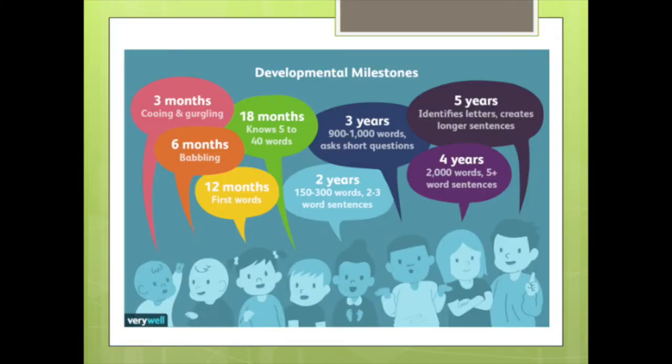Developmental milestones: 3 months, pointing and cooing; 6 months, babbling; 12 months, first words; 18 months, knows 5 to 40 words; 2 years, 150 to 300 words, 2 or 3 word sentences; 3 years, 900 to 1,000 words, short questions; 4 years, 2,000 words, 5 word sentences; 5 years, identifies letters, creates longer sentences.